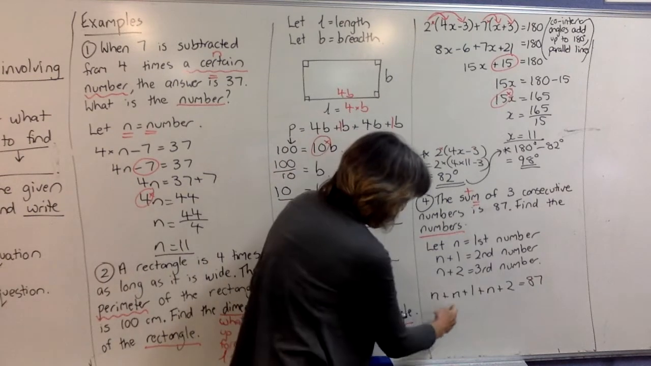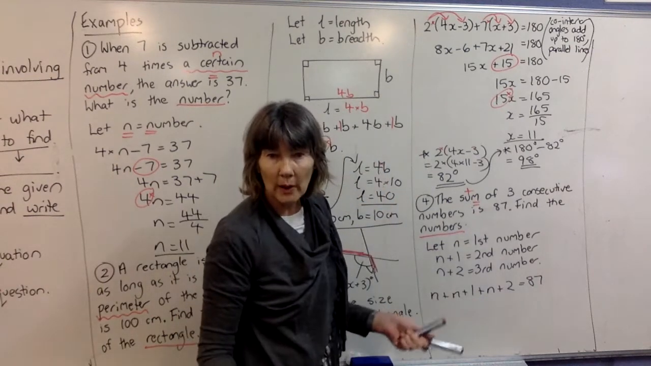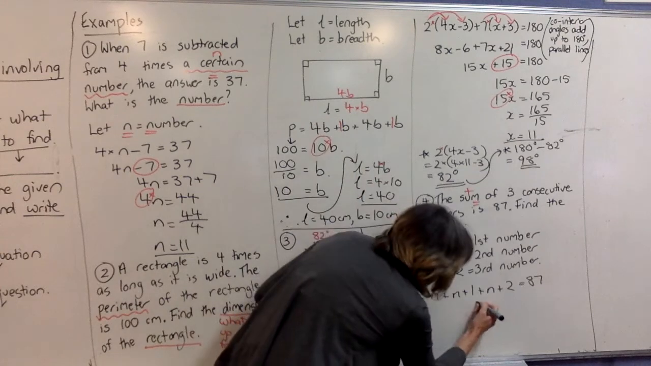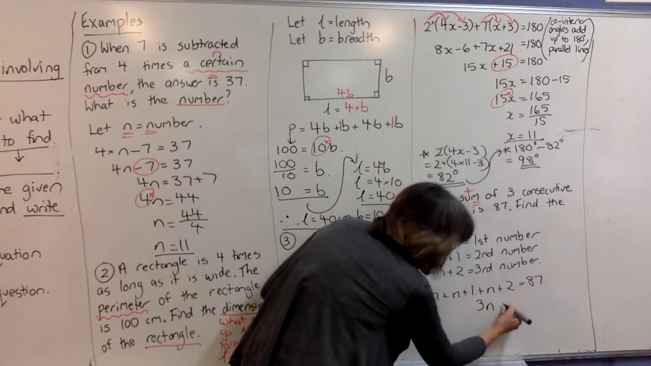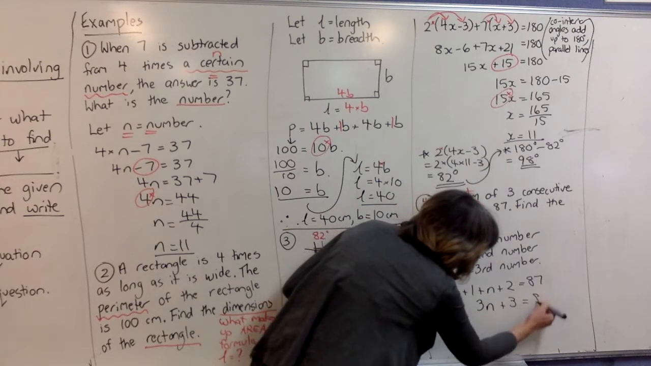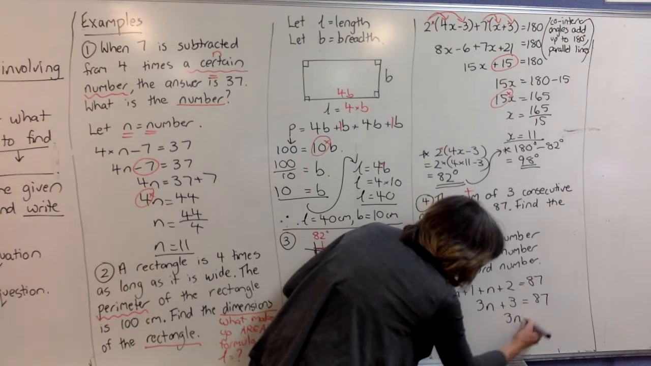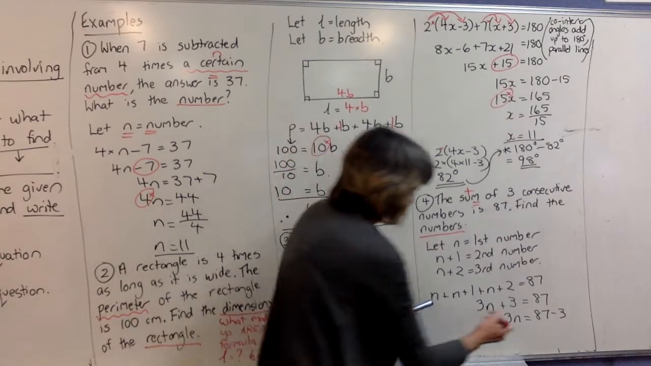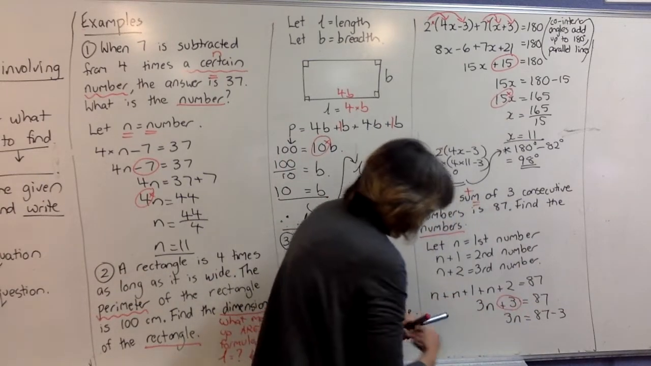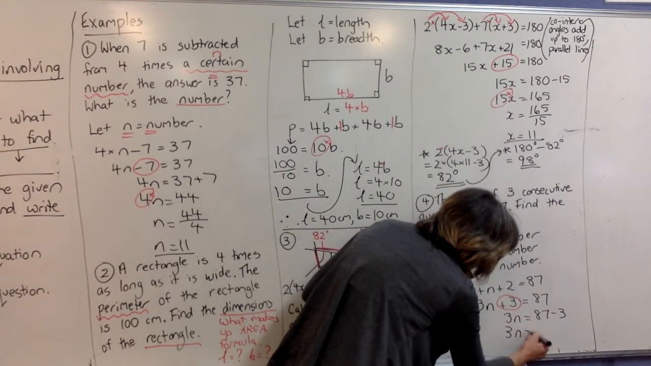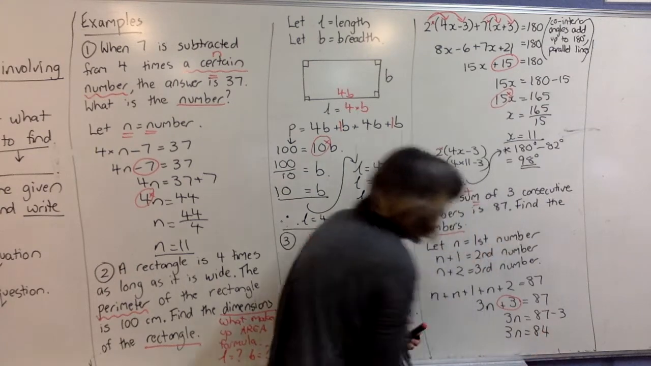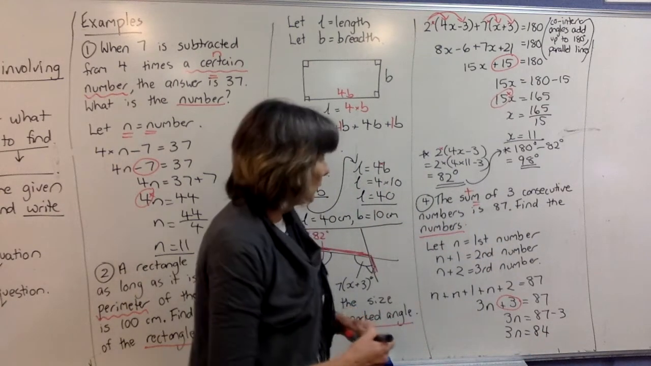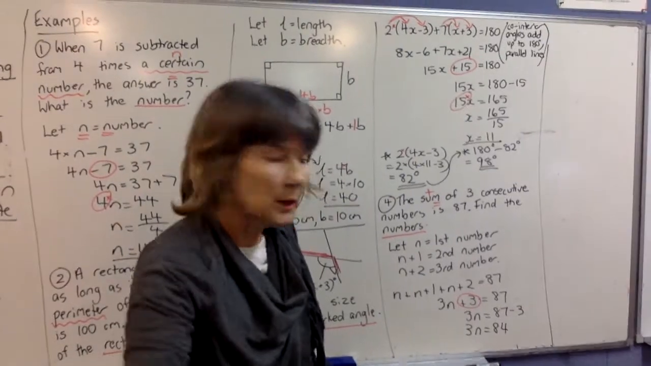So n plus n plus n, 1n plus 1n plus 1n is 3n, plus 1 plus 2 is plus 3, equals 87, and we're going to keep going solving this equation. So we're getting rid of the plus 3 first. That will end up giving us 3n equals 84. And then one step to go.